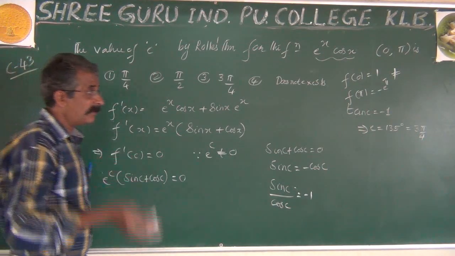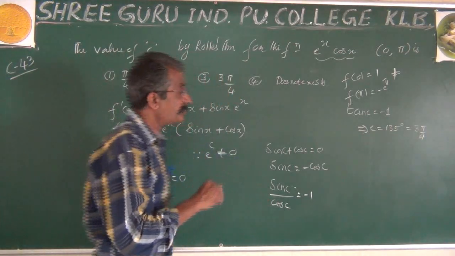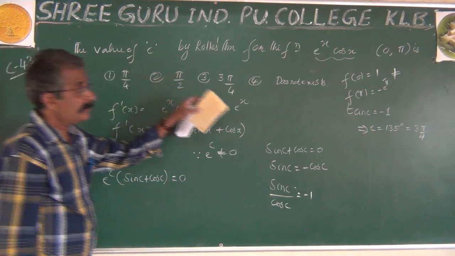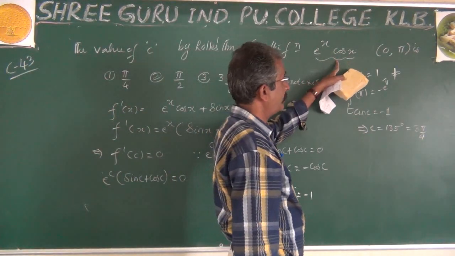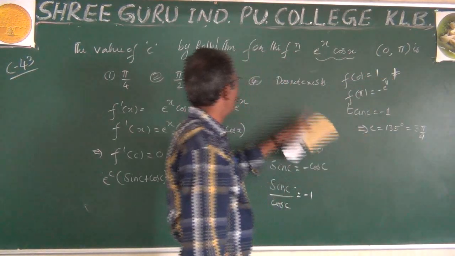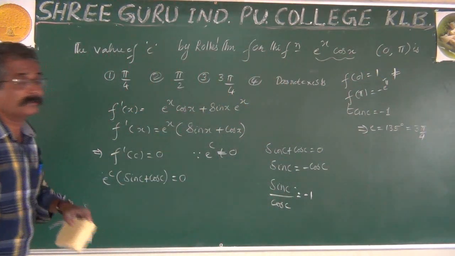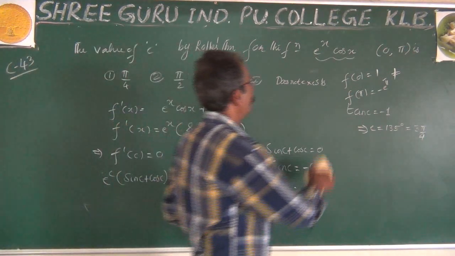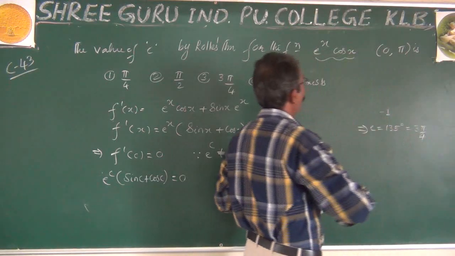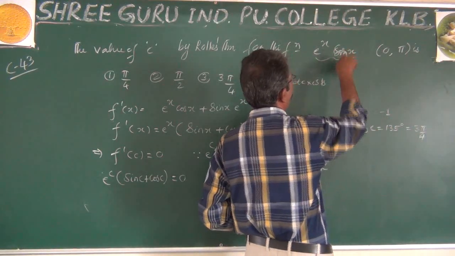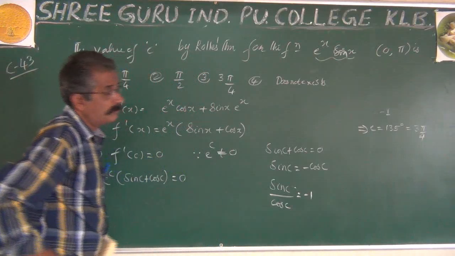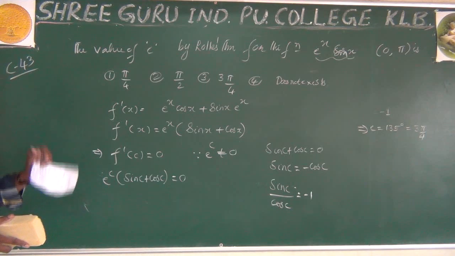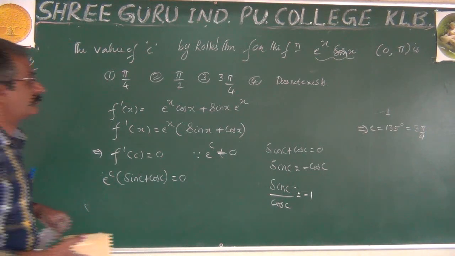We can apply Lagrange's theorem, that is different. But the question is about Rolle's theorem. So be careful. If the same problem is given with function e power x into cos x, then your answer will be does not exist for C value. Okay. However, for e power x into sin x, it is okay because sin 0 is 0, sin pi is 0, hence f of a equal to f of b holds with sin x function but not with cos x function.